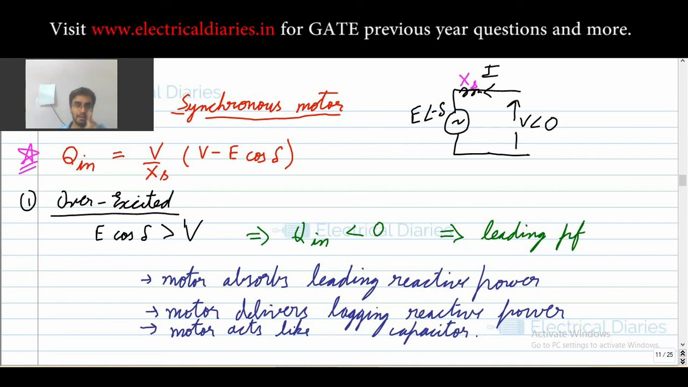So here the current is entering the motor. So motor will absorb, and your Q is coming out to be negative, so this means leading. So motor will absorb leading reactive power, which ultimately means that motor delivers lagging reactive power. And we all know that capacitor is an element which delivers the lagging reactive power. So that is how we conclude this whole discussion. Okay, this is very important, that's why I have repeated it 2-3 times. So this was the first thing.